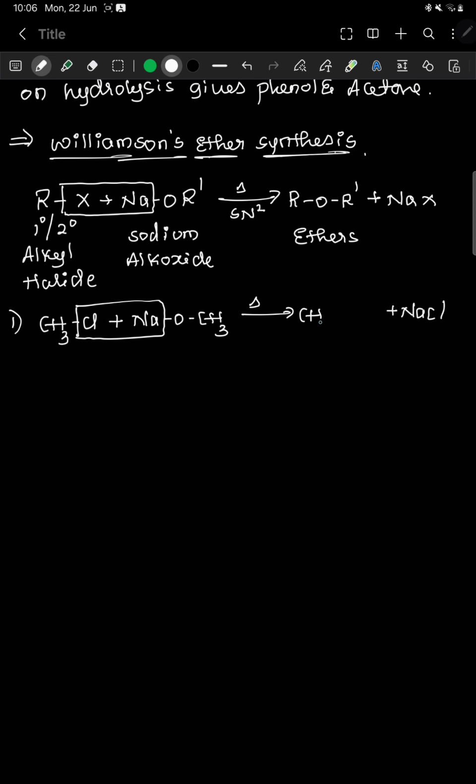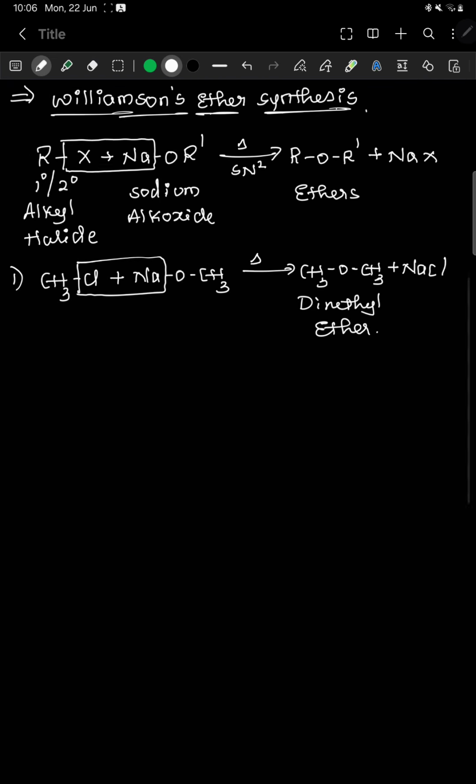So the left out molecule is CH3OCH3. So this is called dimethyl ether. So this will be the example for Williamson ether synthesis.